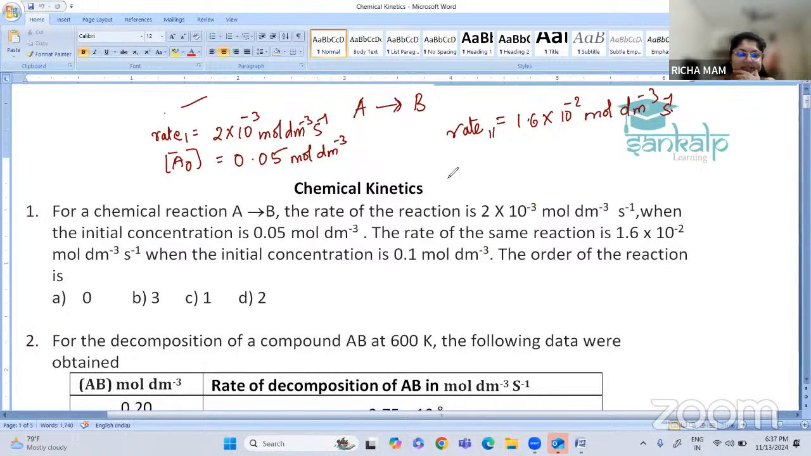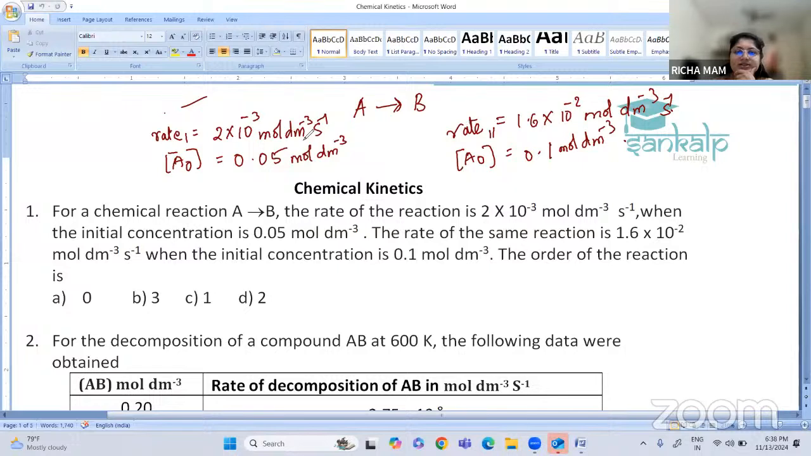Then what is the initial concentration? The initial concentration, that is A naught, is given as 0.1 mole per dm cube. So what have they asked? They have asked to find the order of the reaction. What is the order of the reaction?